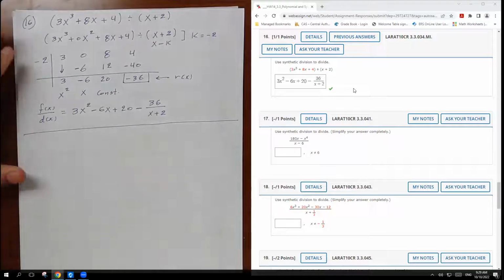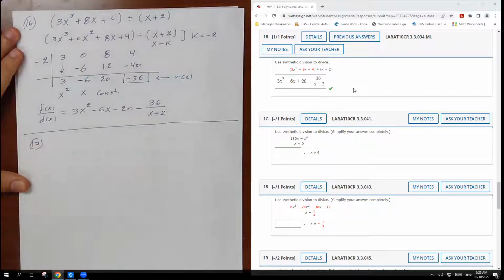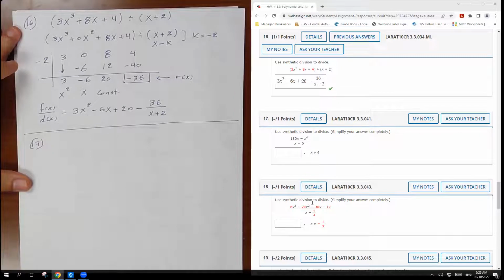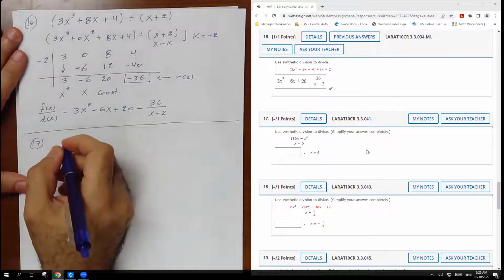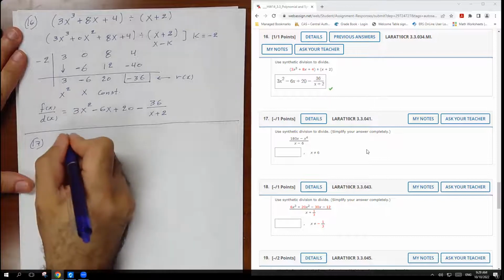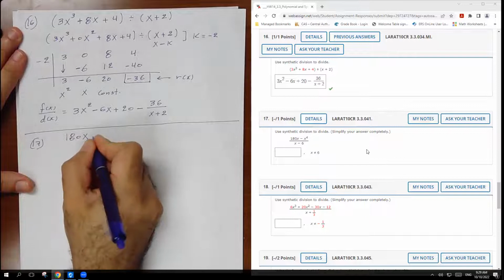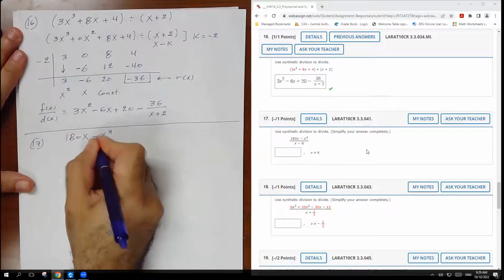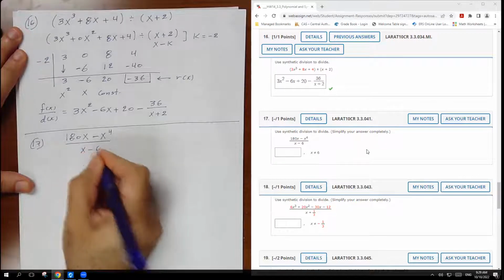Example 17. Now in 17, you have to do the same thing, but now we have a fraction. Talking about 17, 17 is 180x minus x to the power 4, divided by x minus 6.